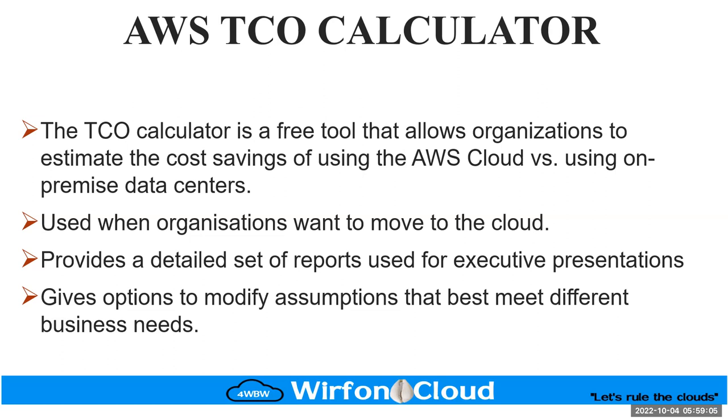The TCO calculator is used when organizations want to move to the cloud. It provides a detailed set of reports which can be used for executive presentations. So if a company wants to move to the cloud, you use the calculator to calculate what it will cost and what you will gain, and then you can get a report which can be used for an executive presentation to let people know what they can benefit from moving into the cloud. It also gives options to modify assumptions that best meet the different needs of your company. So you should know that this TCO calculator is used when organizations want to move to the cloud, and it's used to compare the savings that you will get using AWS over on-premise data centers.